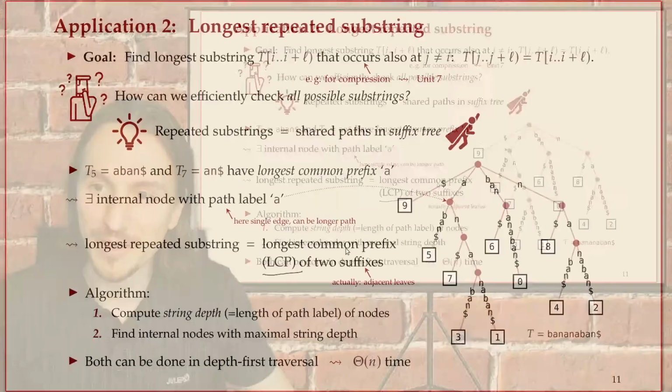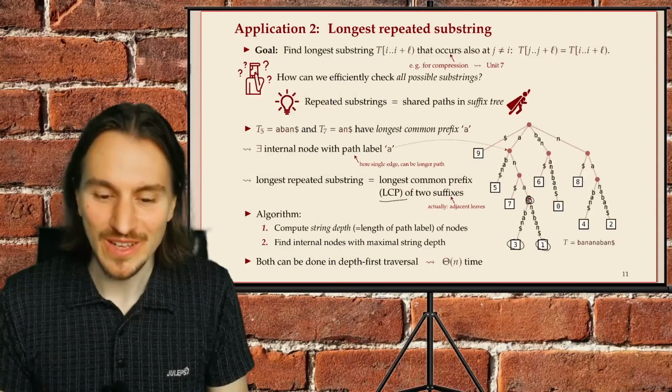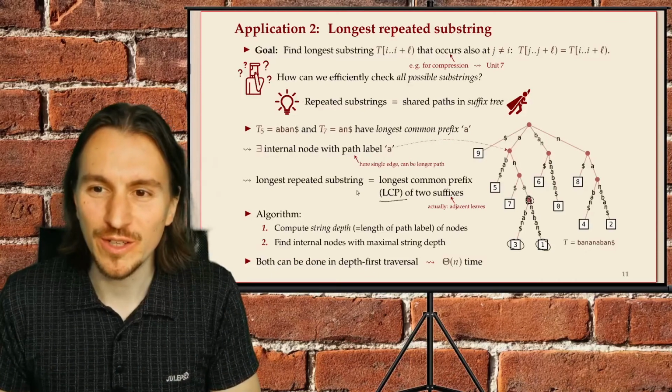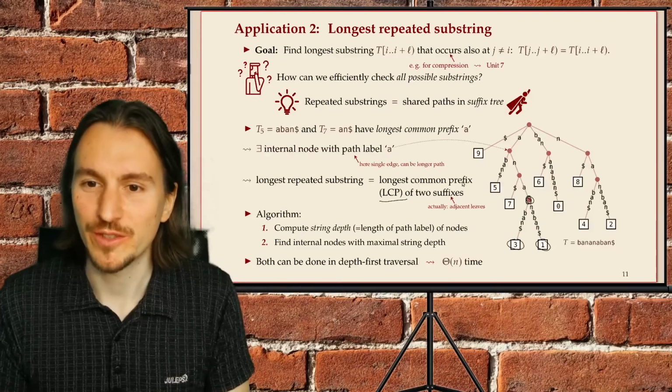The connection to what I mentioned is if you have two such suffixes, the one starting at 1, the one starting at 3, their longest common prefix will be this shared part. And it turns out that this is the label of the lowest common ancestor of those two nodes. It's the lowest ancestor in the tree that they have in common. But the point I'm making here is if you're looking for the longest repeated substring in the entire string, that is the longest common prefix of any two suffixes.